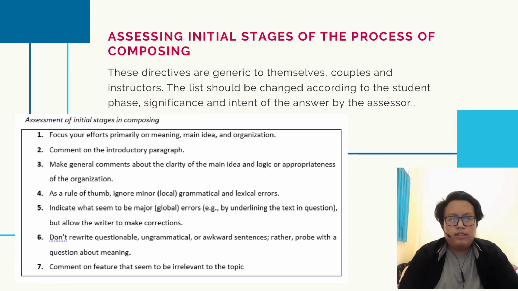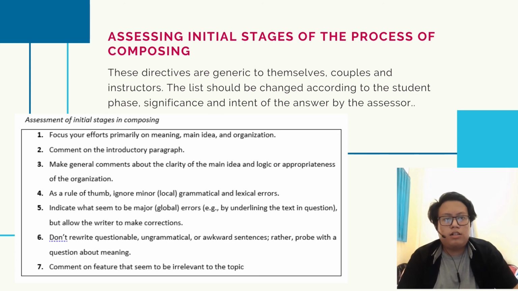Assessing the initial stages of the process of composing. These instructions are generic for themselves, couples, and students. Depending on the student, the relevance and purpose of the response of the assessor, the list should be updated. There are 7 stages in the initial stage of composing.